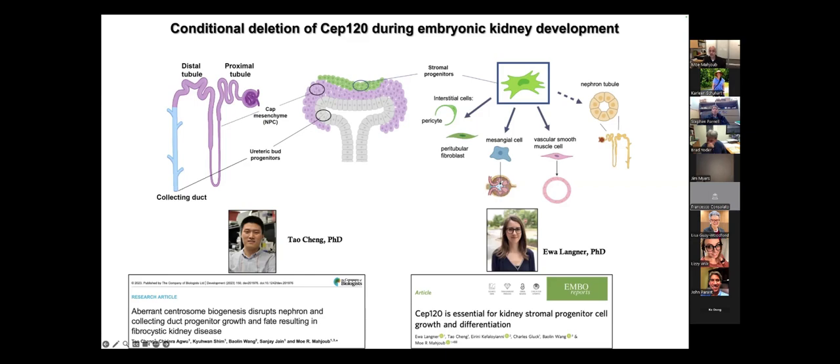So two postdocs took on this project. The first, Tao Cheng, knocked out CEP120 in the mesenchyme and the ureteric bud epithelia. So he was looking at nephrons and nephrons in the stromal progenitors. These two stories were published earlier this year, so if you're interested in all of the details, you can look at them in greater detail. I'm just going to highlight some of the main take-home messages of the two stories.